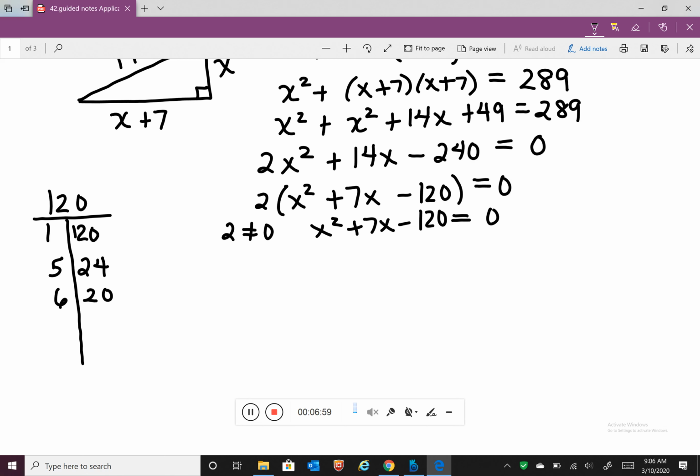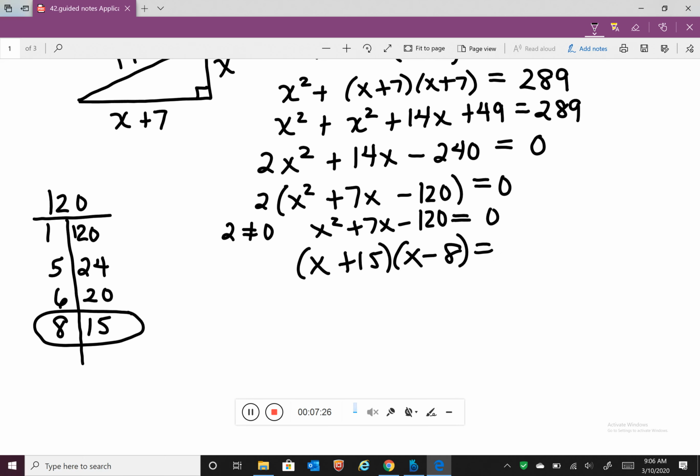120 is not divisible by 7. But it is divisible by 8, and 120 divided by 8 is 15, and that's the winner, because notice that it has a difference of 7. So we want this to be positive 7, so the larger one has to be the positive one. So this is (x + 15)(x - 8), and this is set equal to 0.